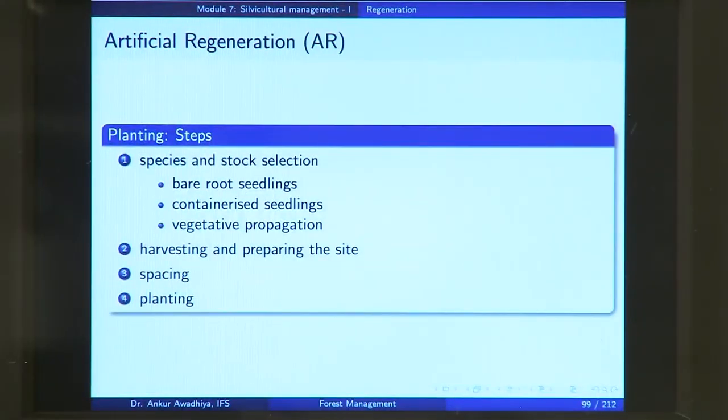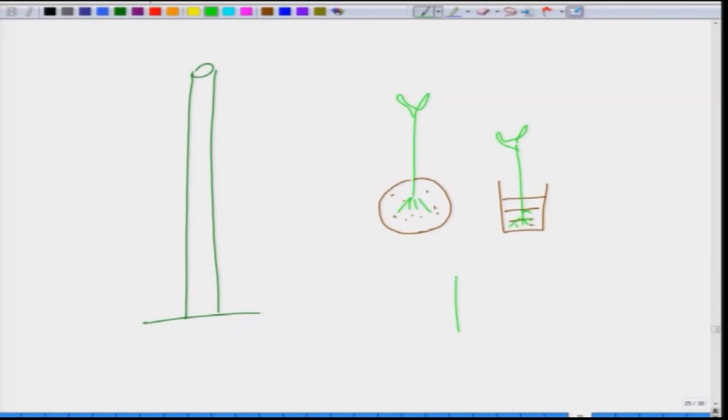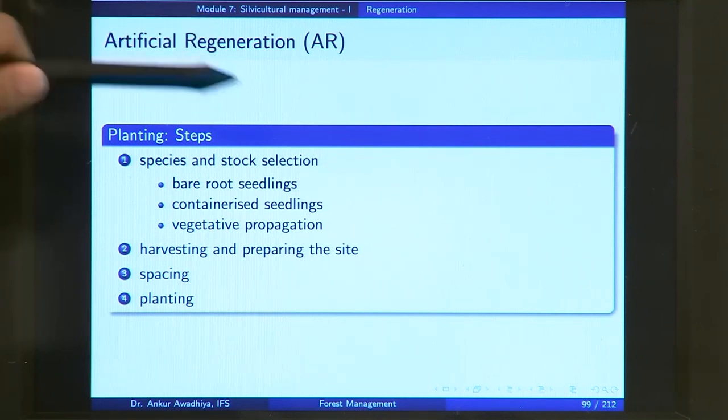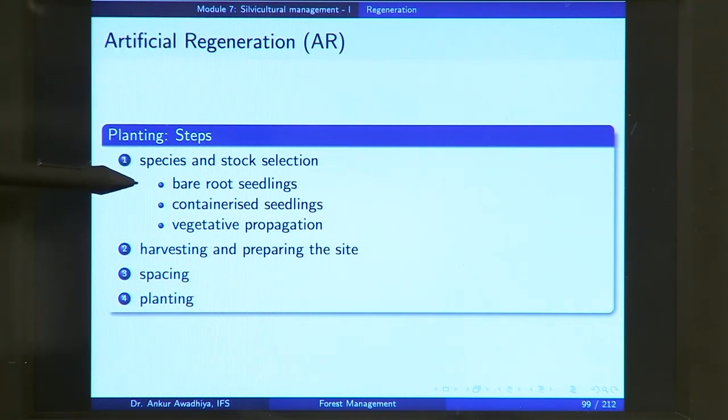Now, in the case of vegetative propagation, for instance, you can just take a twig from a plant, and then you put it into the soil, so that after a while it will start giving out the leaves and the roots will develop. So, you can also go with vegetative propagation. So, in this species and stock selection, you have these three options. Once you have selected your species and the stock, you can either develop them in the form of bare root seedlings, or you can develop containerized seedlings, or you can develop a vegetative propagation method.